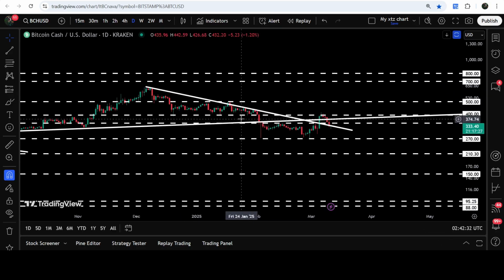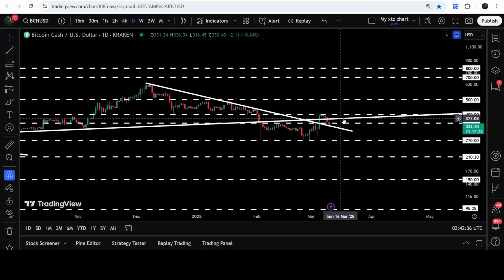In case of a successful retest, we can see another attempt to break out this long-term uptrend line resistance and this resistance of $400 as well. And in case of breaking out this $400, the next resistance will be here at $500. And if the price breaks it out, then again, it can hit this long-term resistance zone that starts from $700 and goes to $800.